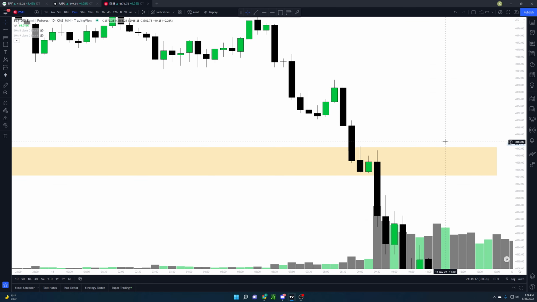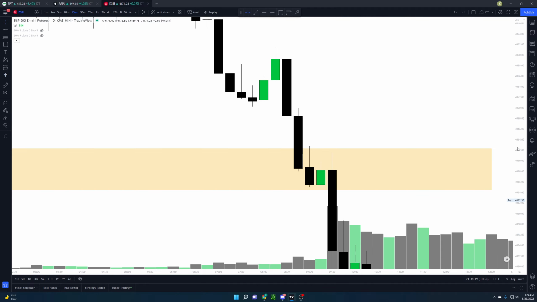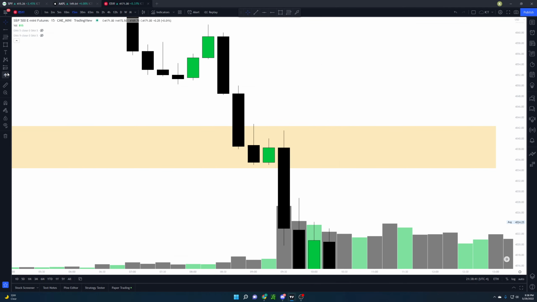Same thing happens here, where you get a high volume drop down into your demand, right? Now, how are you going to know whether this reverses or doesn't reverse? Volume. Or you can look for a reversal. If you want to look for a reversal, we trigger this green candle pops up, right?